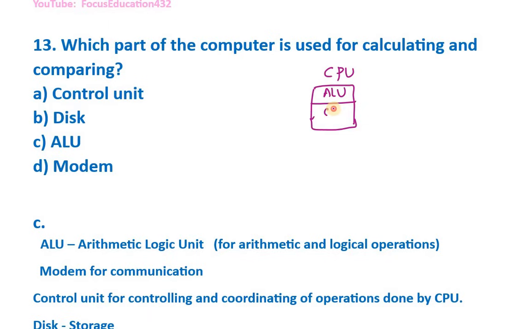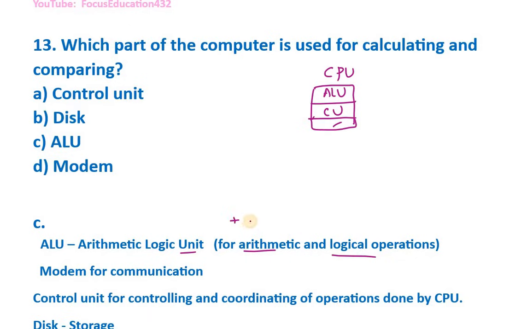Then we have another part of the CPU, the control unit, right? Then one more is there. So ALU, CU. What does ALU mean? Arithmetic logic unit. A question may ask you the full form of ALU. ALU means arithmetic and logic unit. It performs arithmetic and logical operations.